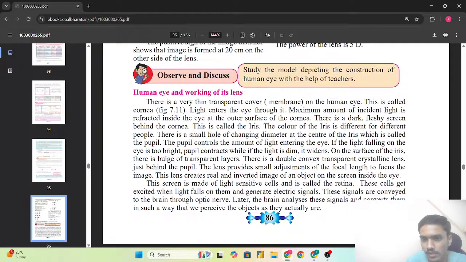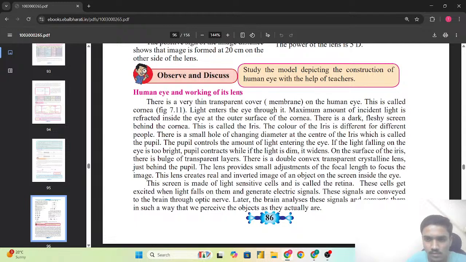There is a dark fleshy part called the iris. The color of the iris is different for different people. There is a small hole of changing diameter at the center of the iris, which is called the pupil. The pupil controls the amount of light entering the eye. If the light falling on the eye is too bright, the pupil contracts, while if the light is dim, it widens.